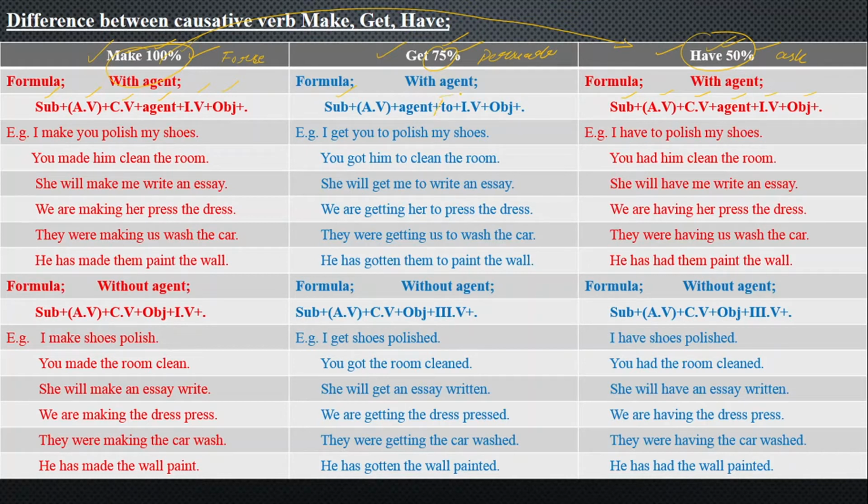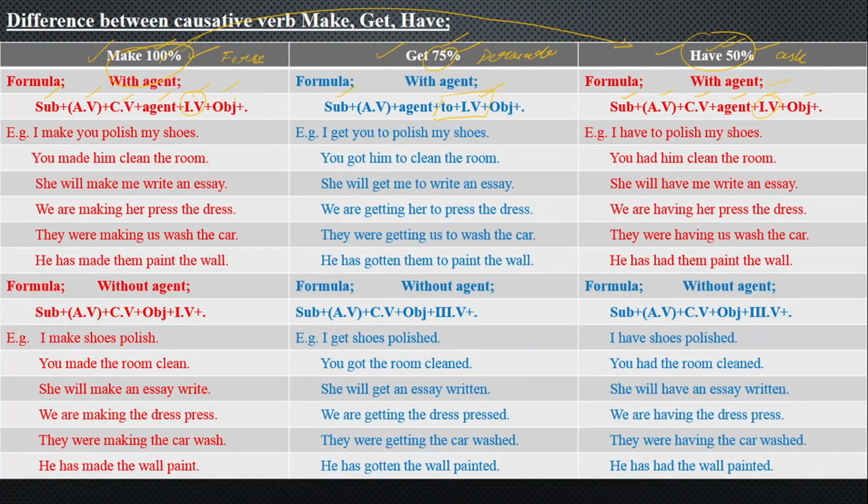The difference between causative verbs get, have, and make is that in causative verb make we only use the first form, and in causative verb have we also use the first form. But get is different from both, and there we use to plus first form of the verb. You can see causative verb make and have have the same meaning. Here we are using the first form, and in have we are also using the first form.